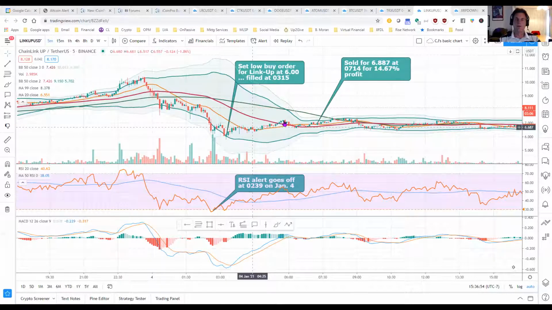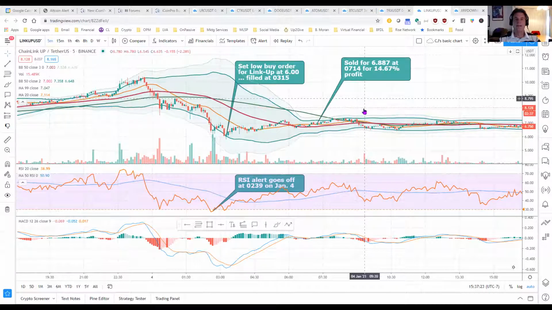and of course at this point I don't have a sell order yet because I'm asleep. But I wake up around 7 a.m. I remember that I did this, and at 7:14 I've got a 14.67% profit, so I'm out. This day trade occurred almost entirely while I was asleep. And in 3 hours, I picked up nearly 15%.